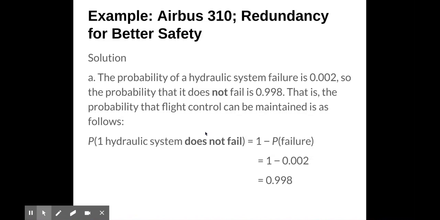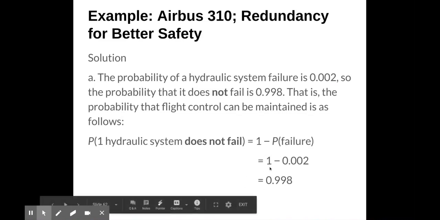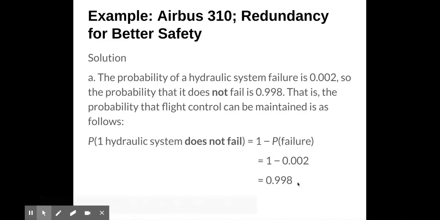Well, if we know the probability that it fails, we can use that very simply. If we have a single hydraulic system, the probability that it fails is 0.002. That means the probability that it doesn't fail, using those complementary rules, is simply 1 minus 0.002, or 0.998. So if we only had one hydraulic system on this plane, the chance that it would maintain control throughout the entire flight is 0.998. It's pretty high probability.